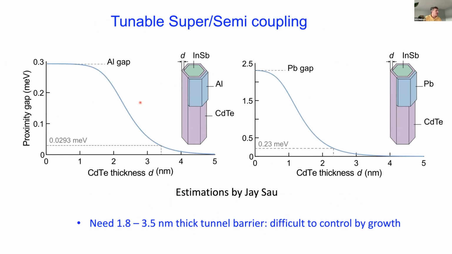So if we now switch back to this slide, if we would like to have 20% of this gap, that would mean that we need a shell thickness of somewhere between 2.5 and 3.5 nanometers. And for lead, if we go back to 20% of the gap, that would be somewhere between 1.8 and 2.5. So these are the shell thicknesses that we are aiming for, between 1.8 and 3.5 nanometers.